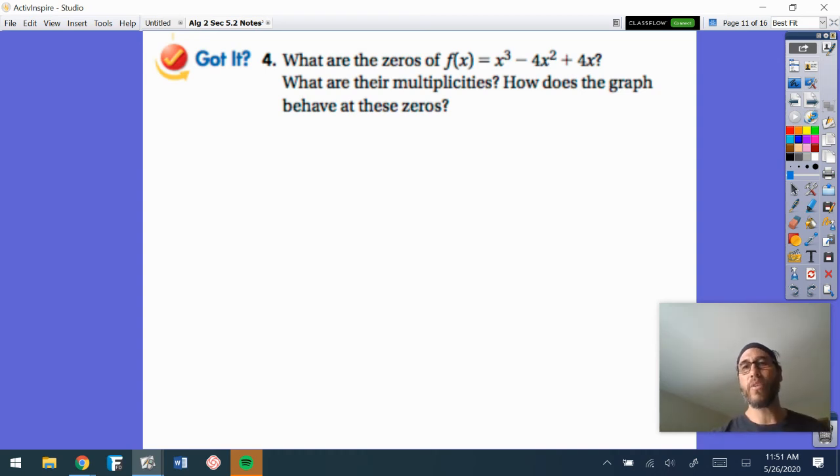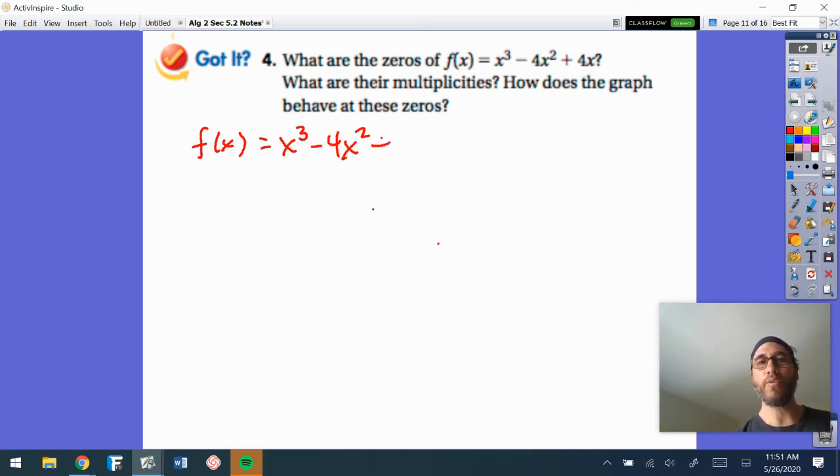This one here, I'm just going to talk about it really quickly. We won't graph it, it just asks how they behave. But if this is my function right here, we can factor. All of those have something in common. What do they all have? They all have an x, which would be x squared minus 4x plus 4.